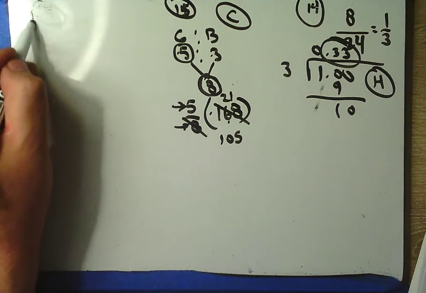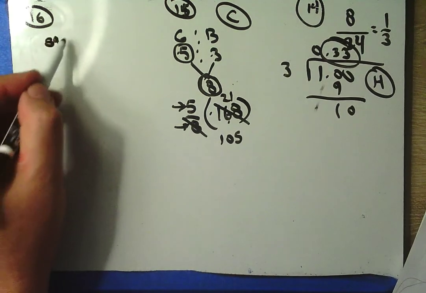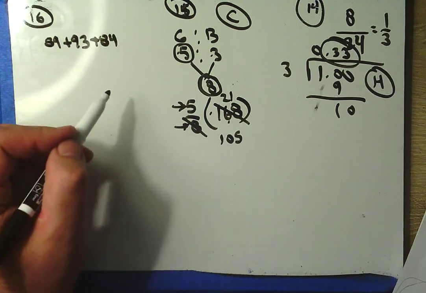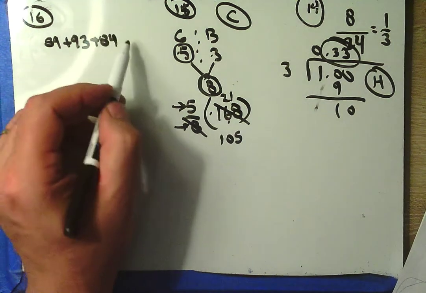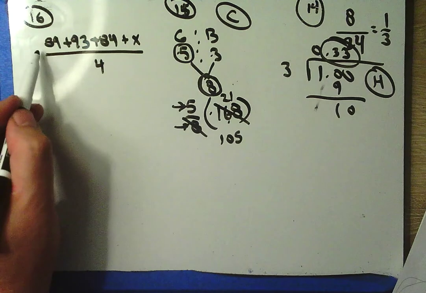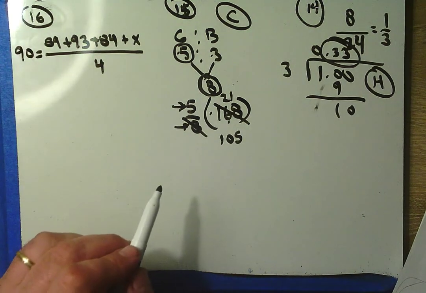Okay, 16. Number 16 says, on her first 3 geometry tests, Sarah scored 89, then a 93, and then an 84. If there are 4 tests and she wants a 90 average, there's one more test coming, and she's going to divide that number by 4 so that she gets an average of 90. Well, let's see what happens here.